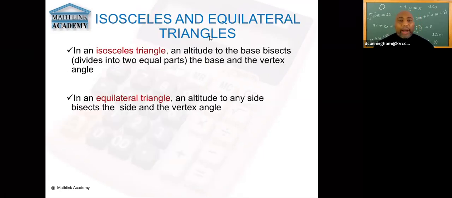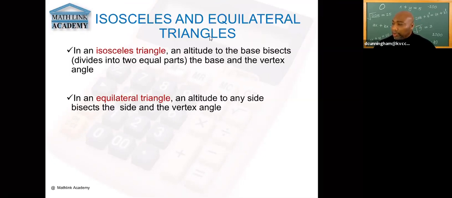Now let's look at some more properties of some special triangles, the isosceles triangle and also the equilateral triangle. In an isosceles triangle, an altitude to the base bisects the base and the vertex angle into two equal parts. And for an equilateral triangle, an altitude to any side bisects the side and the vertex angle. So let's start with the isosceles triangle.